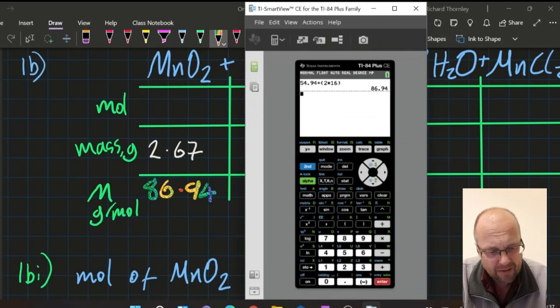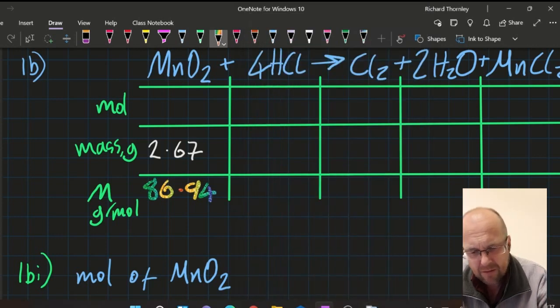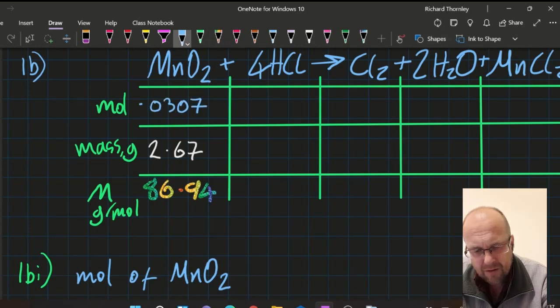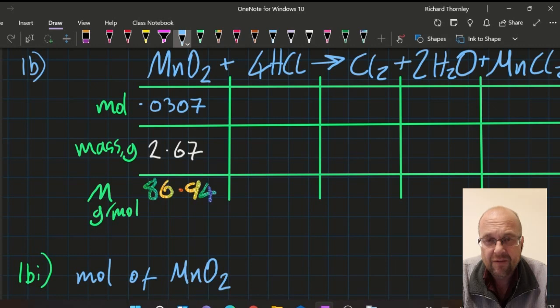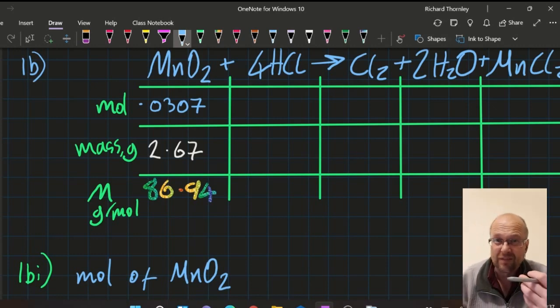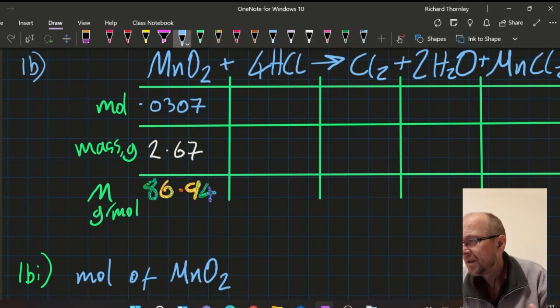Moles is mass over molar mass. 2.67 divided by 86.94 gives 0.03071. All right, I'll stick with 3 sig figs since the mass is in 3 sig figs. Although in reality, you probably want to keep 4 sig figs until you get to the end of the problem. Okay, that's your answer for that.